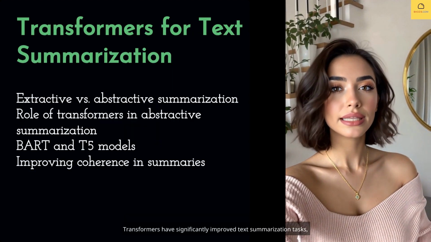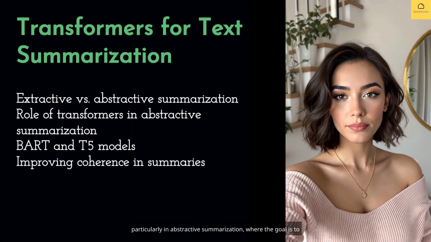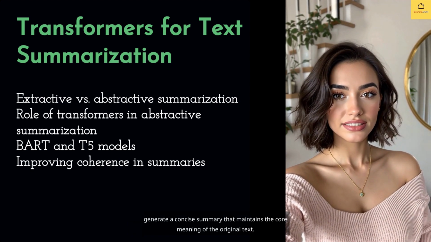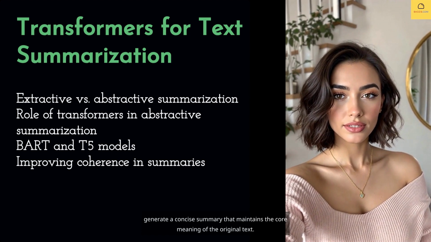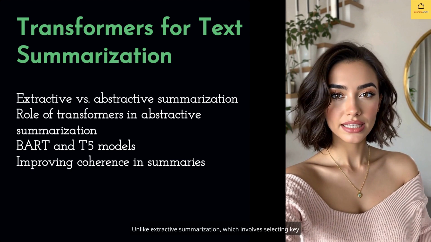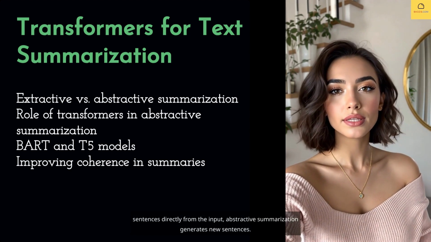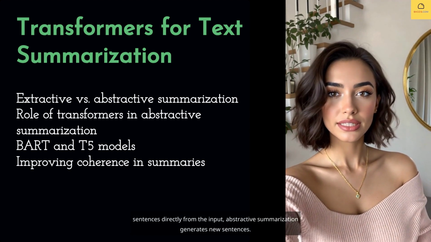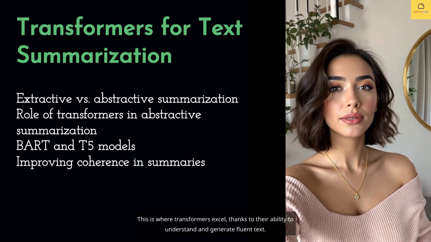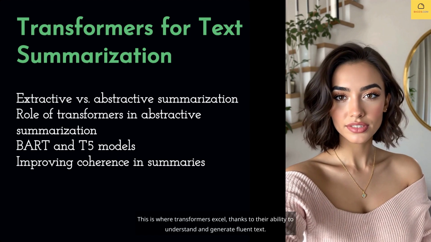Transformers have significantly improved text summarization tasks, particularly in abstractive summarization, where the goal is to generate a concise summary that maintains the core meaning of the original text. Unlike extractive summarization, which involves selecting key sentences directly from the input, abstractive summarization generates new sentences. This is where transformers excel, thanks to their ability to understand and generate fluent text.